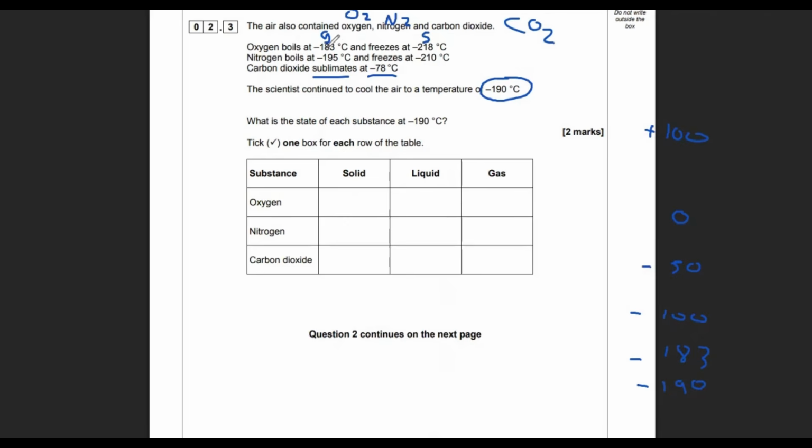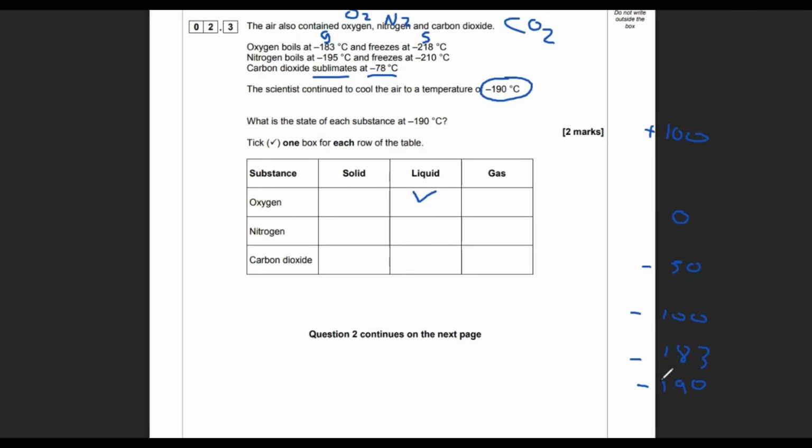So what they're saying is oxygen doesn't become a gas until here, -183. We're at -190, so it's not actually a gas yet, but oxygen is solid at -218. So it actually melts at -218 as well. So oxygen is in between that and that. It's going to be a liquid. Gosh, I made that difficult to understand.